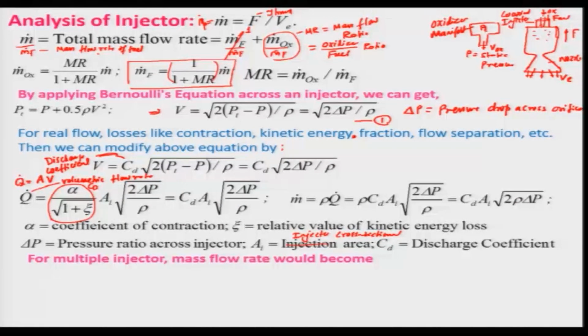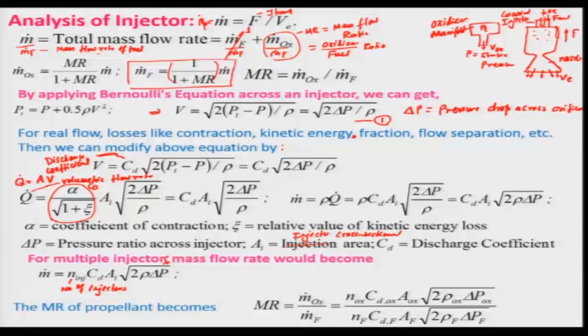And of course, for multiple injectors, the mass flow rate becomes the number of injectors multiplied in, that is m dot is equal to n_j into C_D A_I root over 2 rho delta P, where n_j is the number of injectors or orifices we are having. So, you can just multiply it.